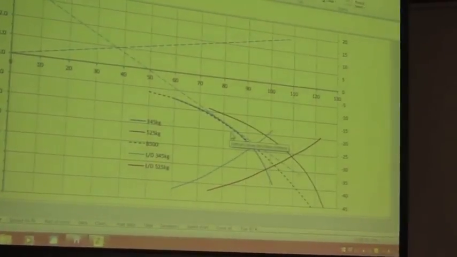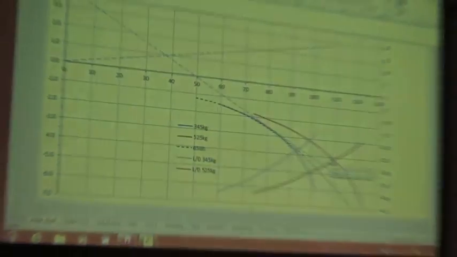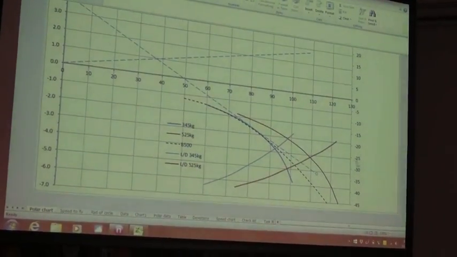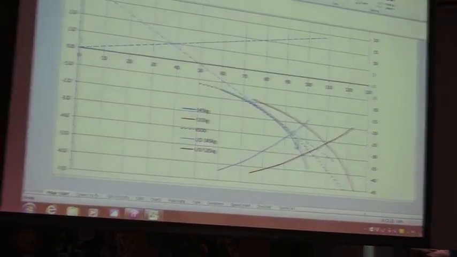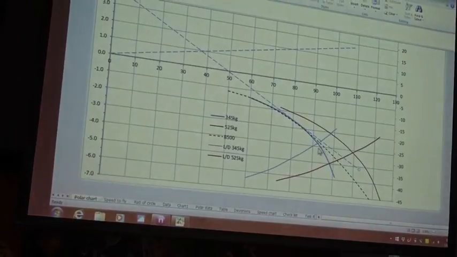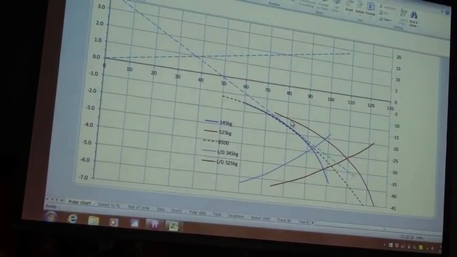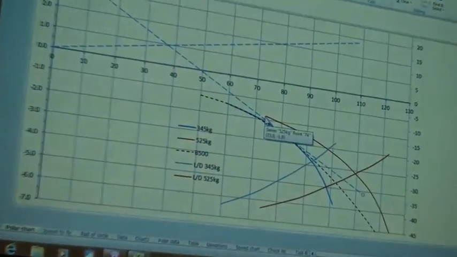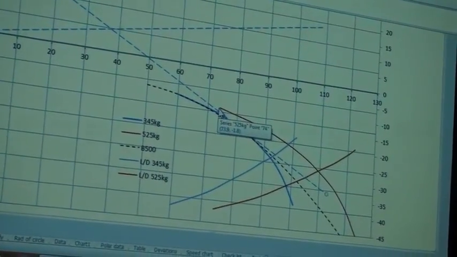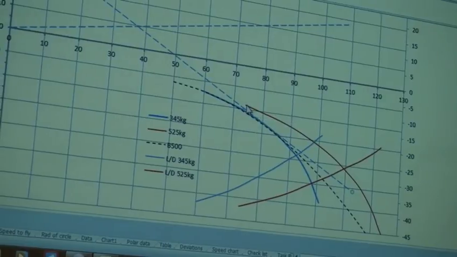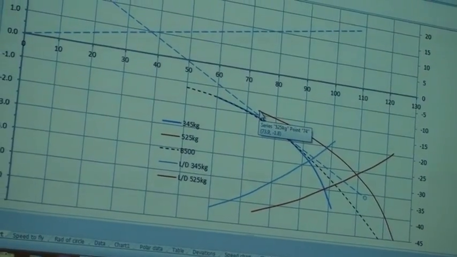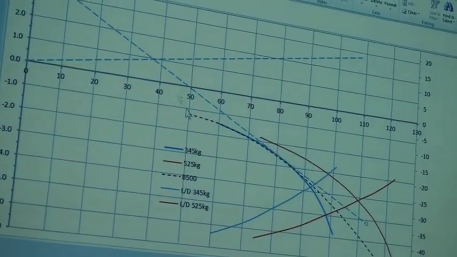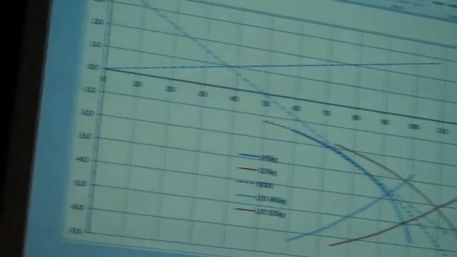So once again, on the polar curve, you can see that with water ballast on board, the same glide ratio occurs at a significantly higher speed. You can also see the sink rate increases, so while we're thermaling, it has an impact. And the stall speed increases. So what does that mean for us?